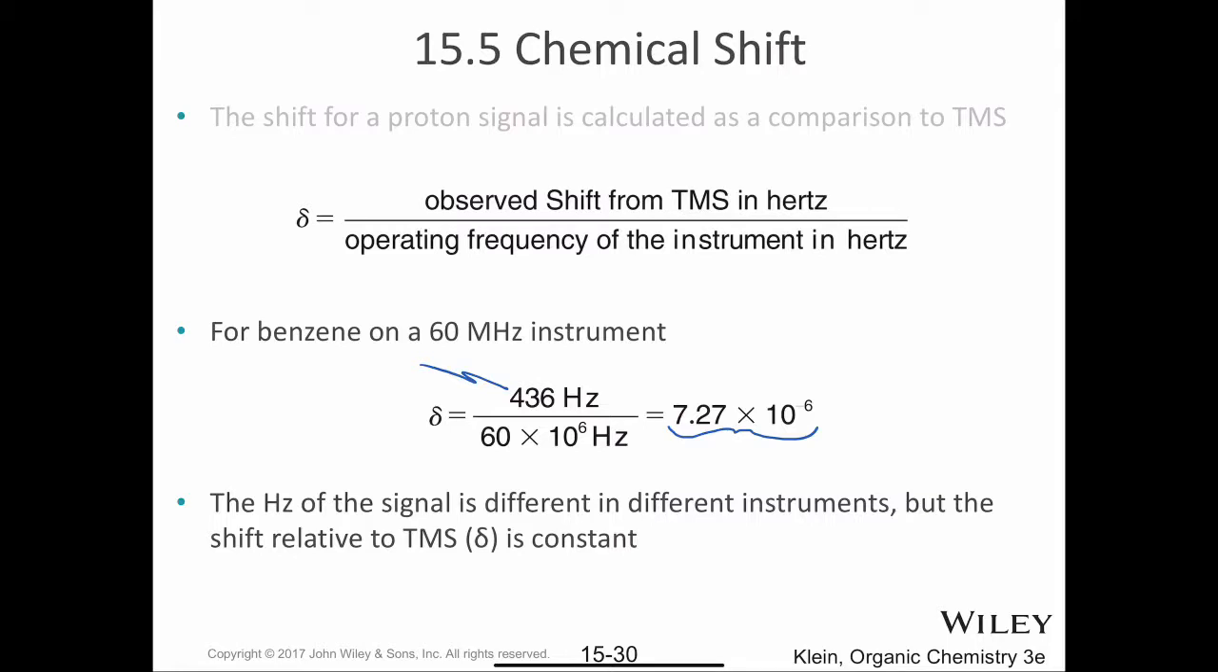The reason this is important is because the frequency of the signal is different in different instruments, but the shift, or the chemical shift relative to TMS, is going to be constant. So if my chemical shift is 7.27 times 10 to the negative 6 on a 60 or a 300 megahertz instrument, it's going to be that number on a 500 megahertz or a 600 megahertz or an 800 megahertz instrument. And the reason that's important is because organic chemists all over the world have to be able to collaborate with each other, even though they might be using NMR spectrometers with different operating frequencies.